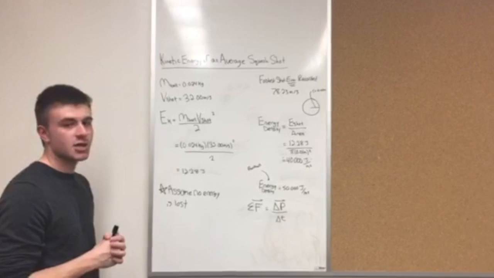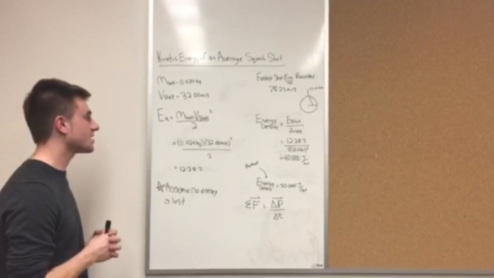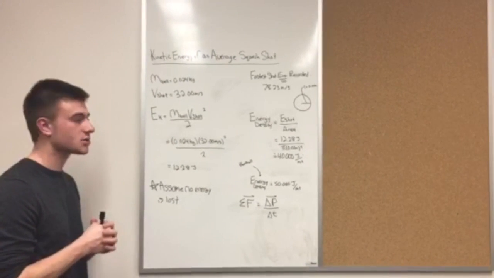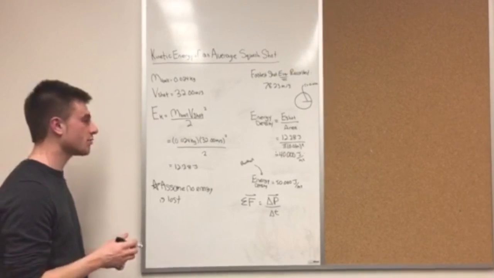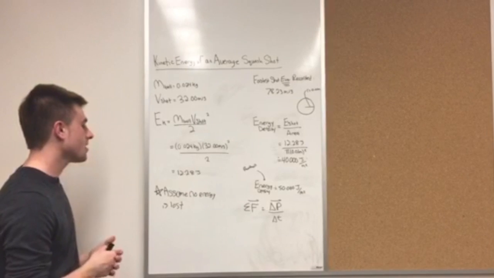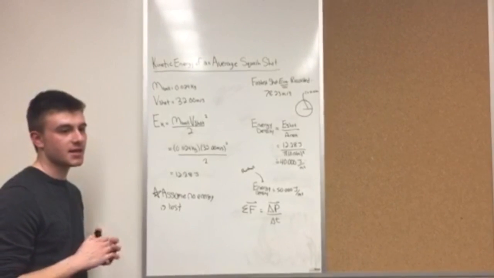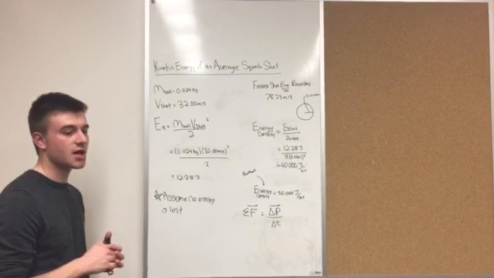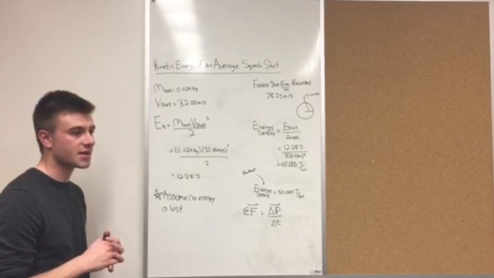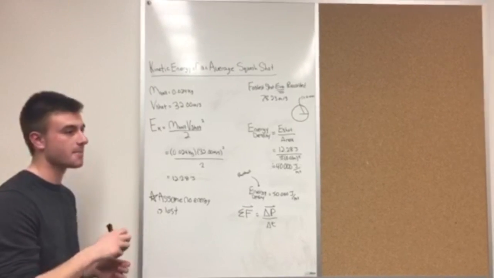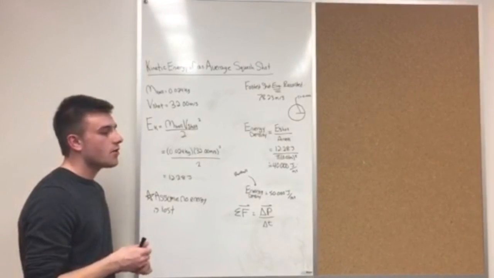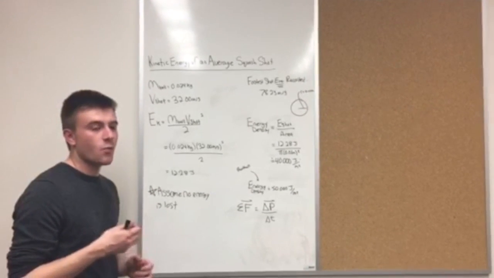Now, using the kinetic energy equation we learned in class, which is the mass of the ball times the velocity of the shot squared, we find that the average kinetic energy for this shot was 12.28 joules. Now, a major assumption that we are making in these calculations is that this shot was hit in a vacuum and that no kinetic energy was lost due to the ball traveling in the air. So now, this doesn't necessarily describe why the shot hurt.